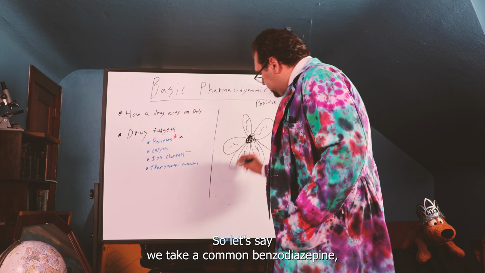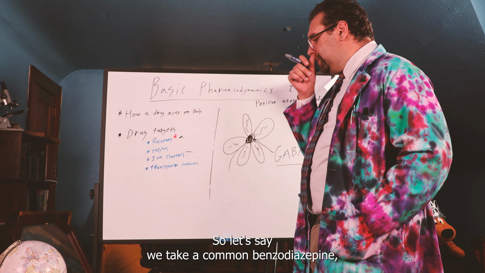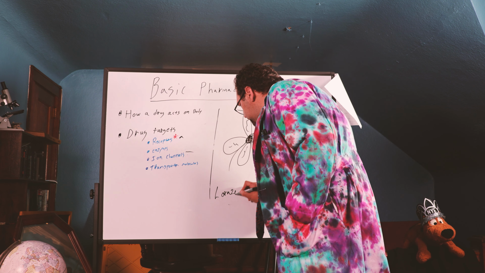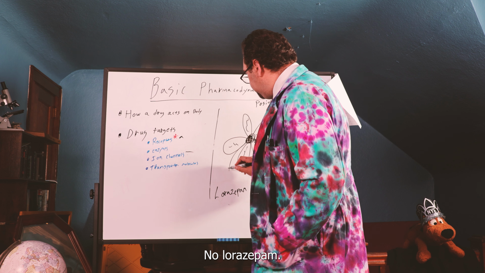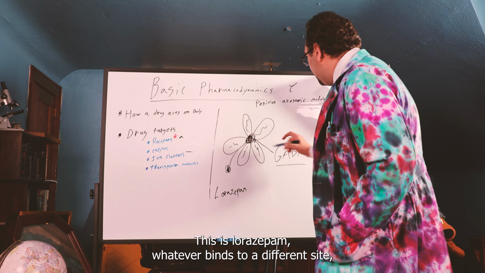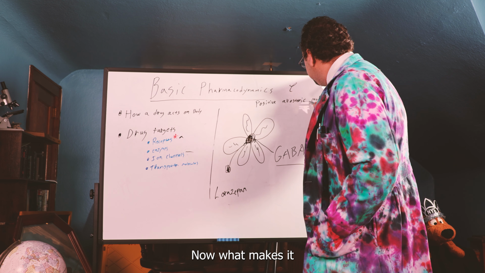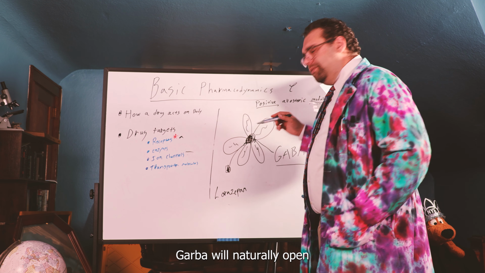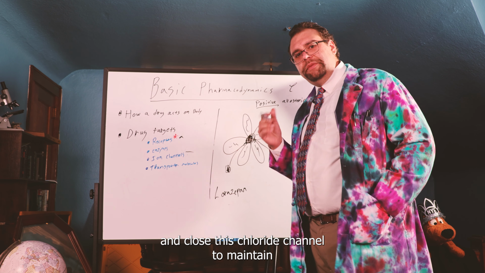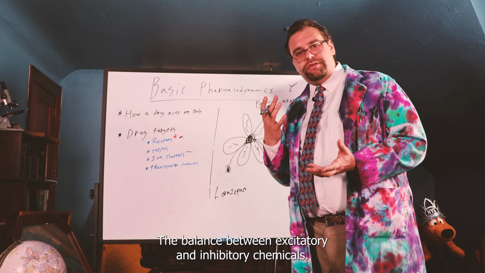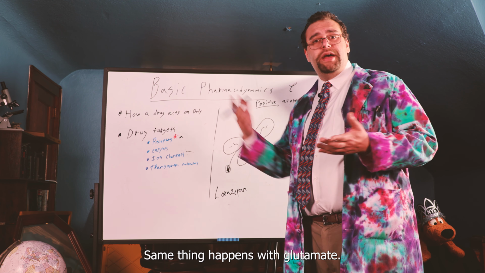So let's say we take a common benzodiazepine, one of the most commonly used, Lorazepam. Now, Lorazepam binds to a different site, an allosteric binding site. Now, what makes it a positive modulator? GABA will naturally open and close this chloride channel to maintain homeostasis in the brain, the balance between excitatory and inhibitory chemicals. Same thing happens with glutamate.